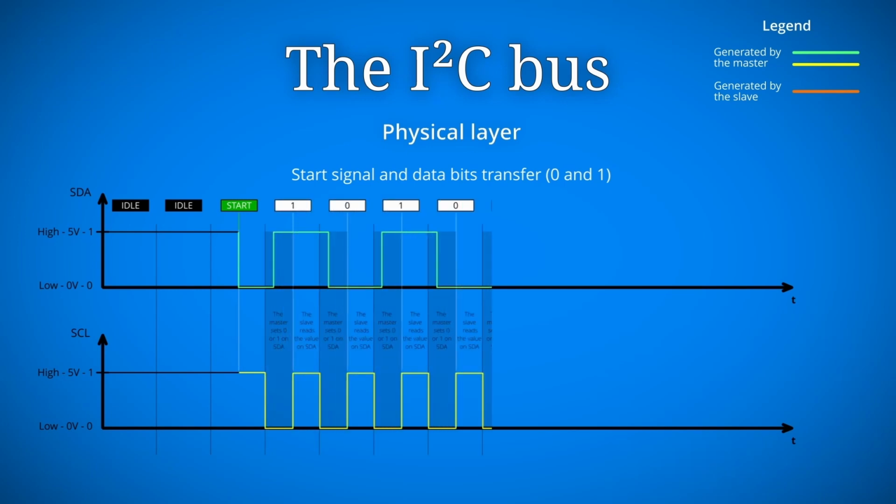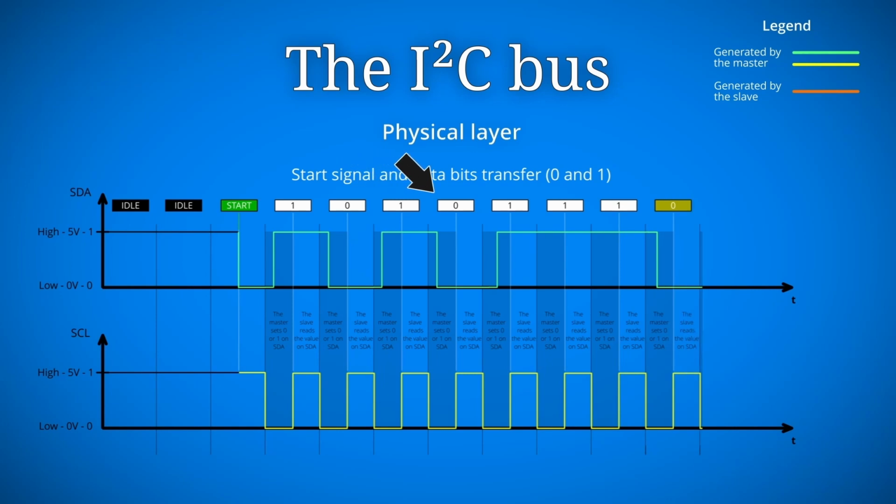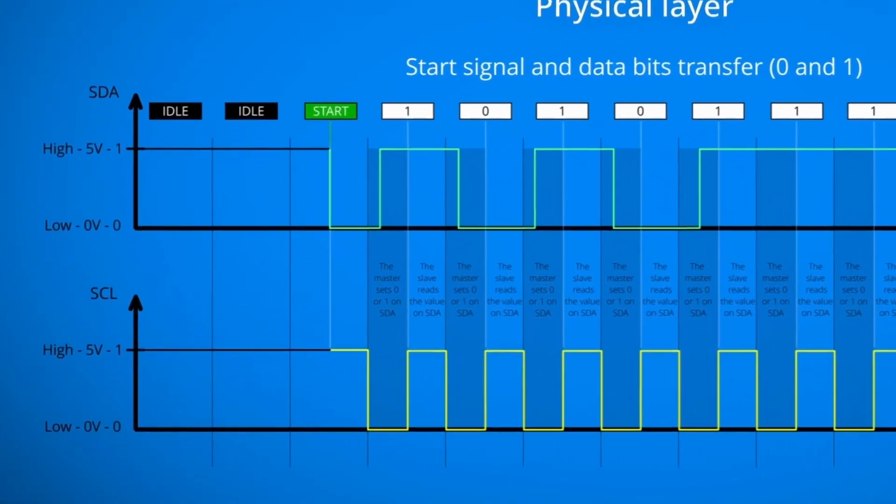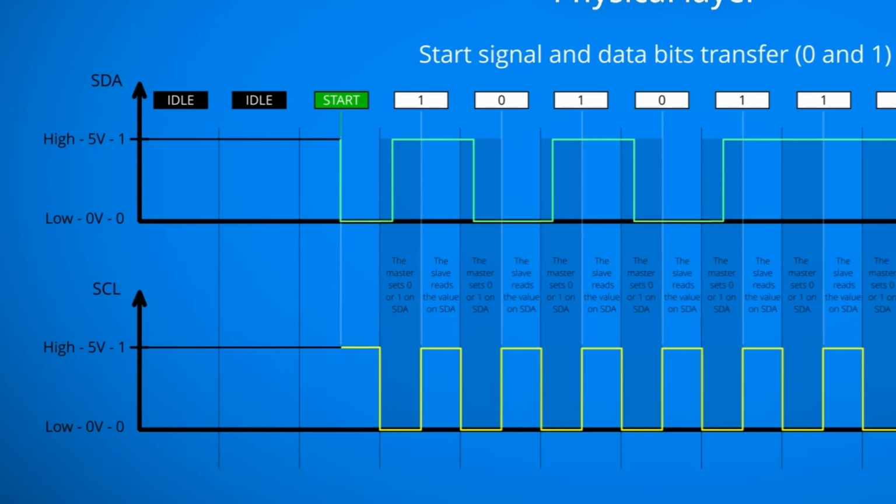Once the start signal is generated, the master must send the 8 bits containing the slave address and the request type. To send a bit of data, 0 or 1, there are two phases. In the first phase, the master must change the state of SCL from the high state to the low state, and it must keep it in the low state for a specific duration. While SCL is in the low state, the master must set SDA to low if it wants to send the data bit 0, or it must set SDA to high if it wants to send the data bit 1.